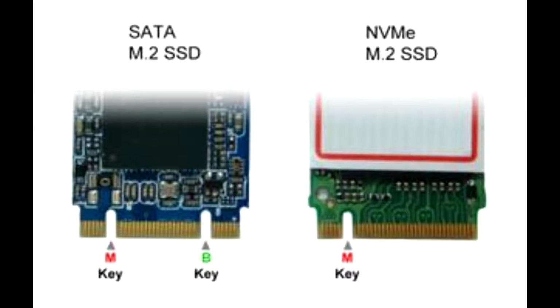Other types of SSD are NVMe and M.2. M.2 SSDs connect to the motherboard in a similar way to NVMe, but NVMe gains a speed advantage due to interfacing through the PCIe bus, whereas M.2 still uses SATA.